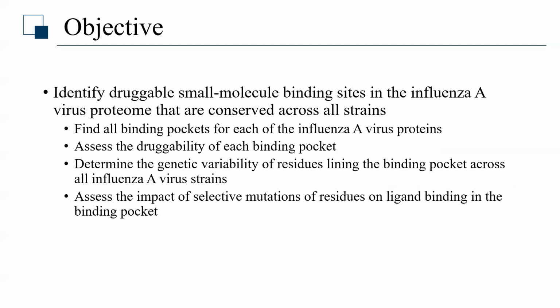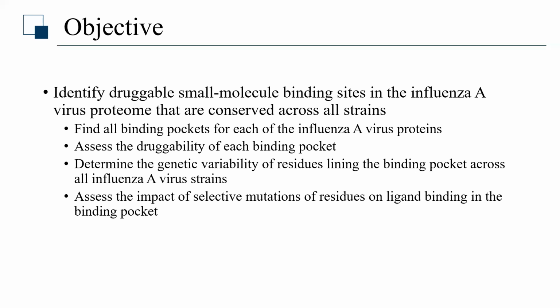The influenza A virus is an enveloped virus consisting of more than 10 types of viral proteins. So therefore, the first step would be to find all potential binding pockets for one of the influenza A proteins. The proteins that I will introduce today as examples of my work are the non-structural protein 1 and the nucleoprotein. So the main aim of the project is to identify small molecule binding sites that are druggable in the influenza A virus pockets that are conserved across all strains.